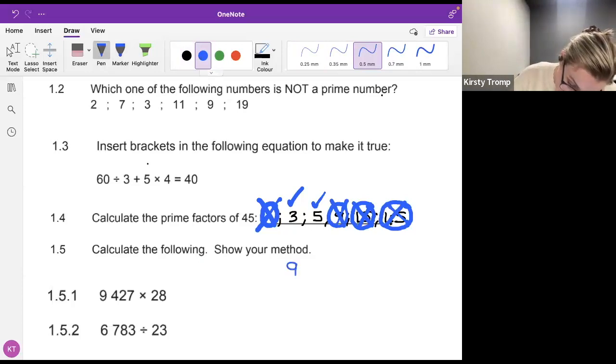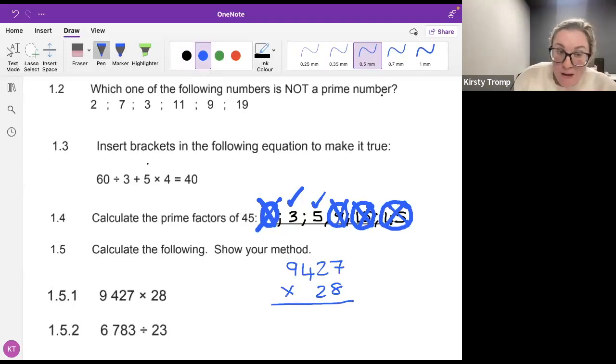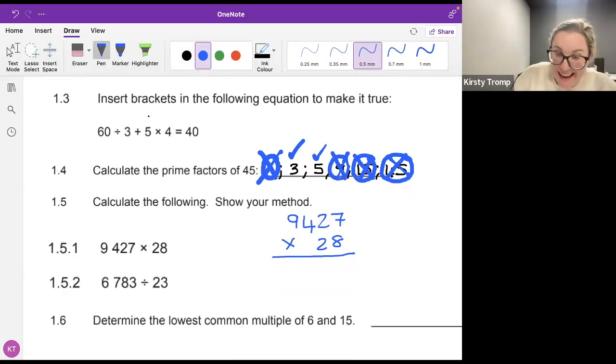We've got 9,427, and we are multiplying by 28. So I like to do mine in columns. I'm going to start with my 8. So I'm going to say 8 times by 7. What is 8 times 7? Guys, tell me in the chat. I know you guys are using your calculators. Hopefully you're using your mental maths, but if you're not, I'm more than happy for you to send me your answers from your calculators. 8 times 7 is 56.